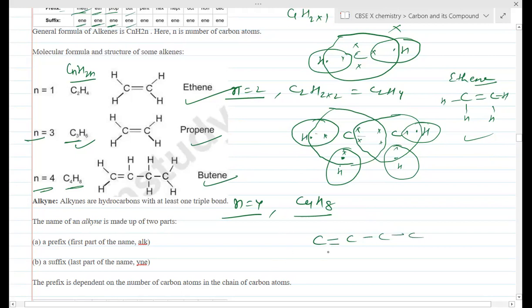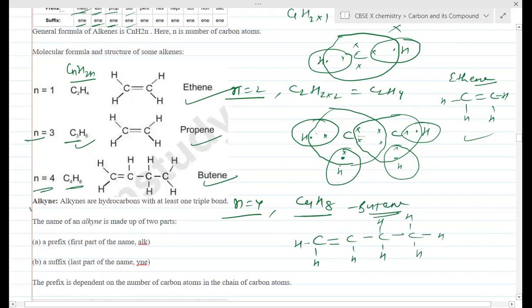Here I am putting it, and you have to fulfill the tetravalency. You can see here, with this carbon 1 2 3 4, with this carbon 1 2 3 4. So 1 2 3 4 5 6 7 and 8 hydrogens. But is the root word and ene is the suffix. This is butene. Like that we can draw for others.